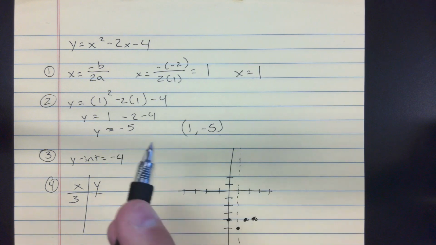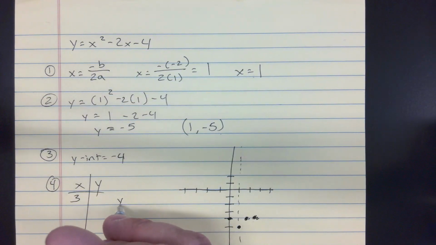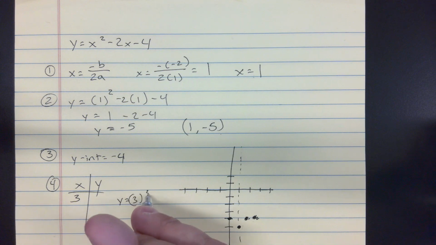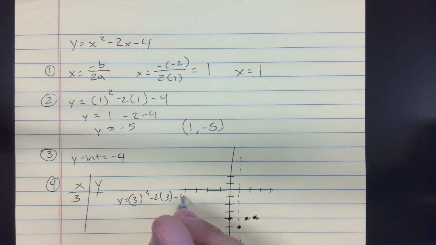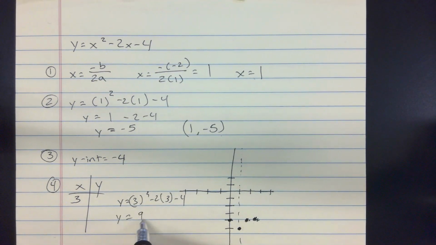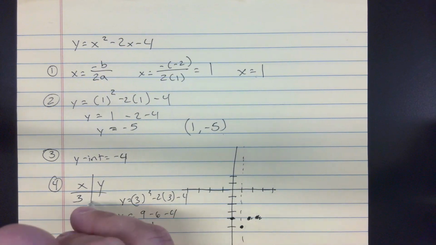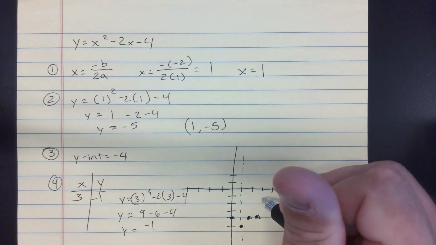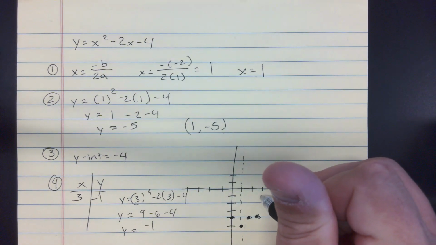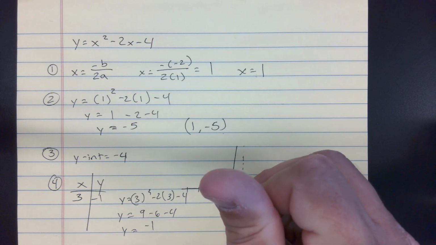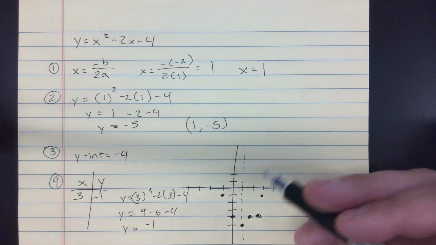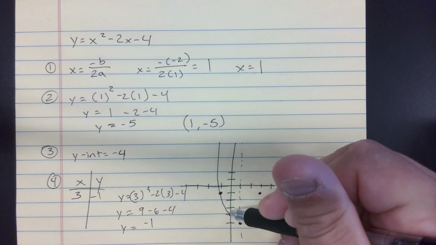Okay, so now we're going to go back up to our original equation and plug 3 in. So y equals 9 minus 6 minus 4, or y equals negative 1. So 3 and negative 1, and then you're going to have a matching point over there. And there's your 5 points.